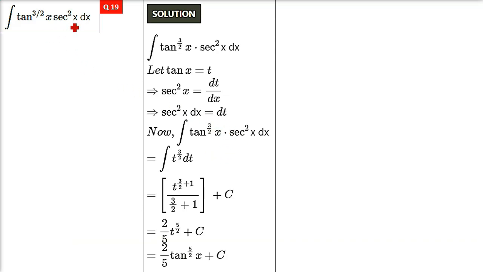If you know that the differentiation of tan x is sec square x, this will be quite easy. That's why limits are taught first, then differentiation, then integration.